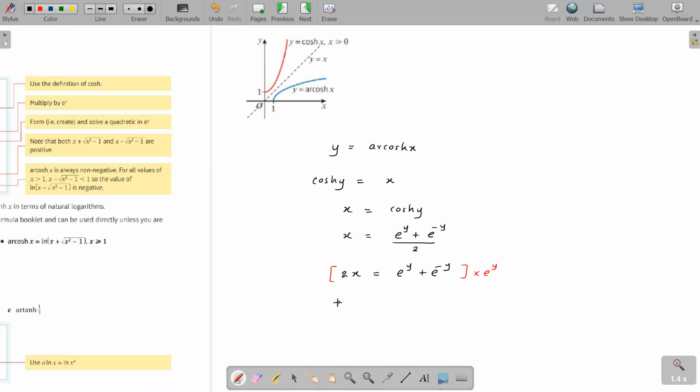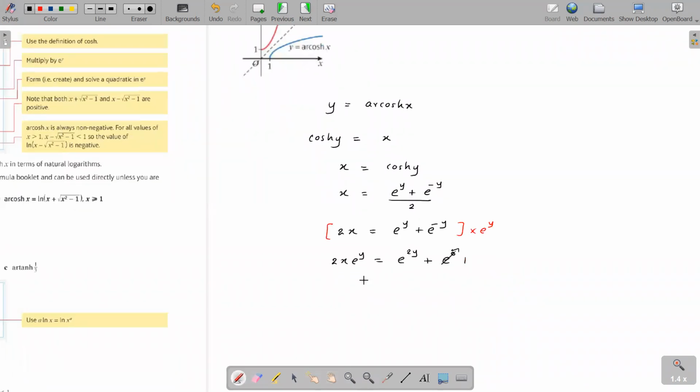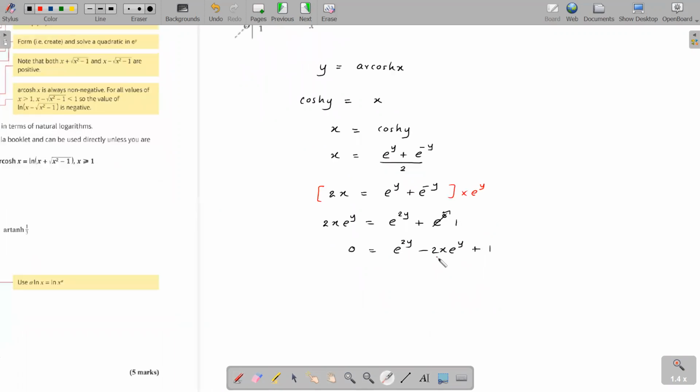You end up getting 2x times e to the power y equals e to the power y into e to the power y, which is e to the power 2y. e to the power minus y into e to the power y is e to the power 0, which in other words is 1. Take everything to one side and arrange the quadratic equation: e to the power 2y minus 2x e to the power y plus 1. Right, guys? So this is your quadratic equation. Basically, this is like a square minus 2xa plus 1.